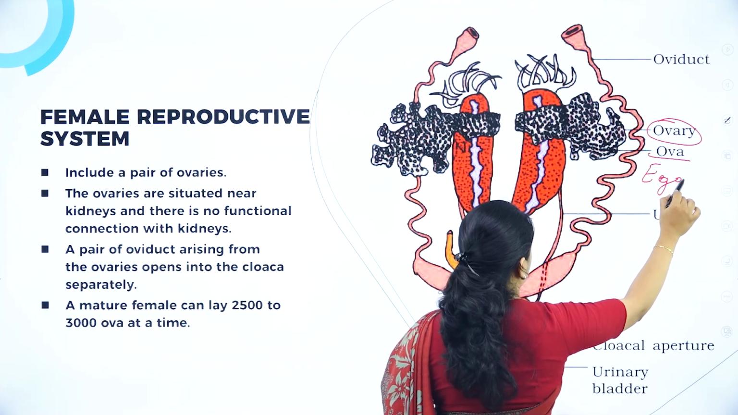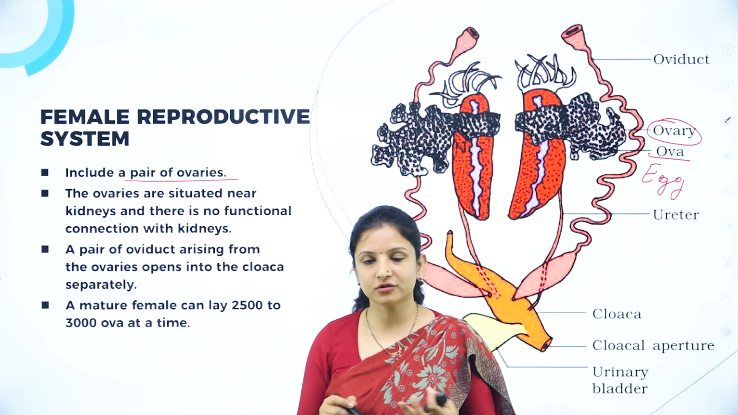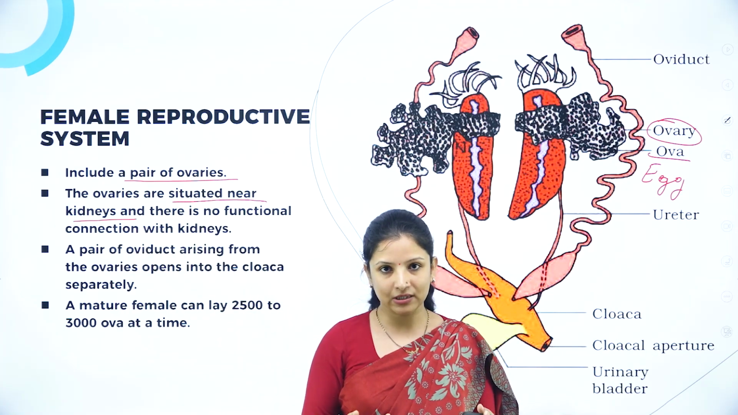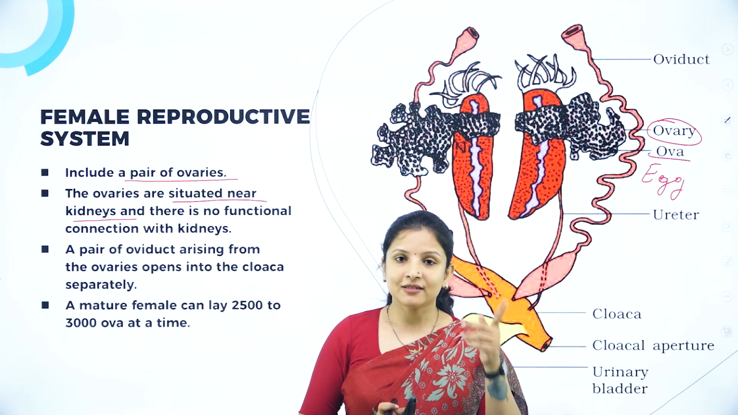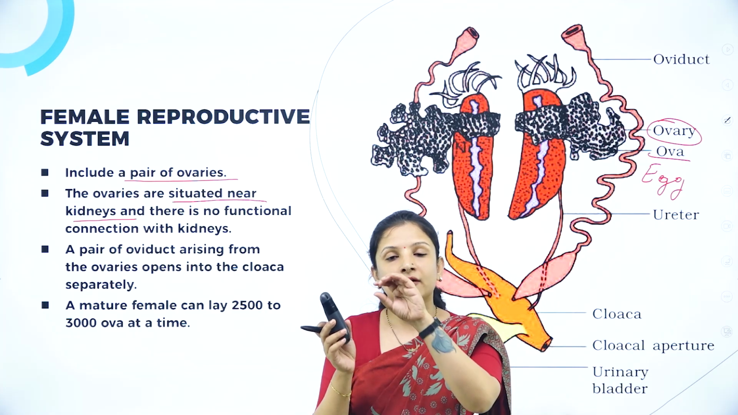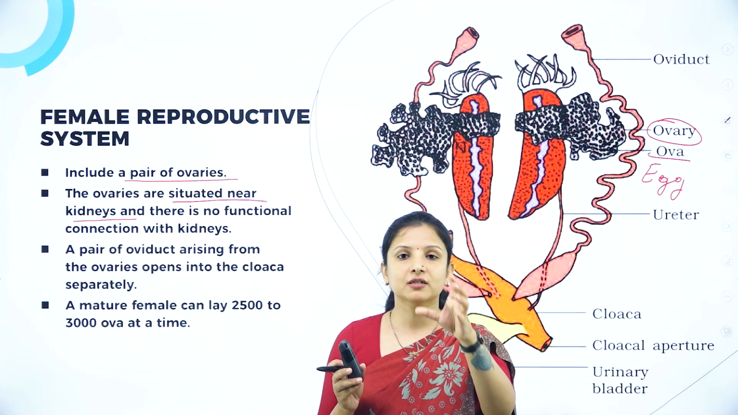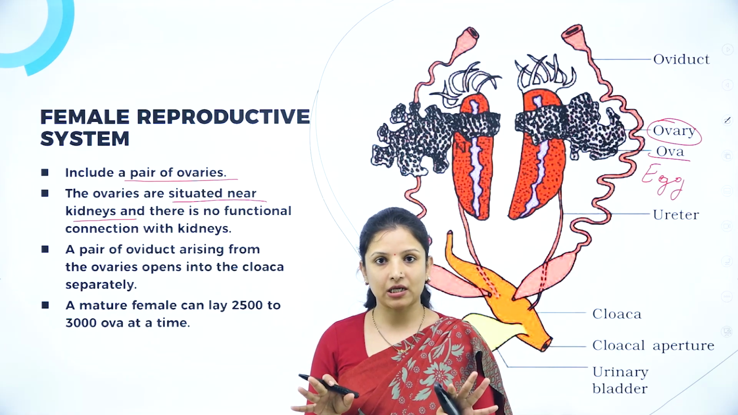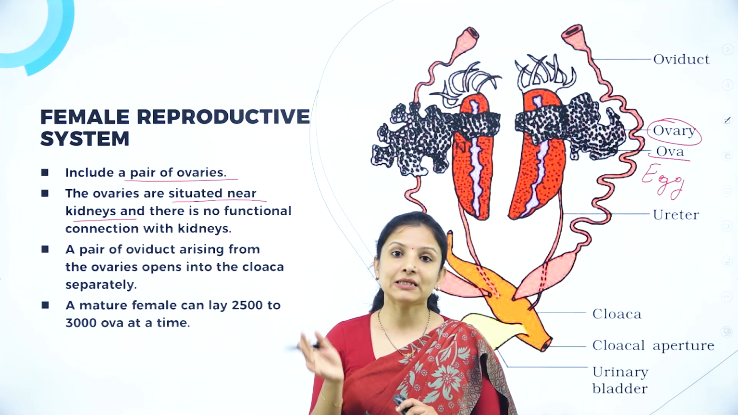So they have a pair of ovaries, and the ovaries are also situated near the kidney, but they have no connection with the kidney. Only thing is, they are situated near the kidney. But in the case of male, the testis is connected to the kidney by a membrane called the mesorchium. From there, the vasa efferentia will come, and then the Bidder's canal and all that. But the female's reproductive system has no connection with the kidney. It is only present near the kidney.